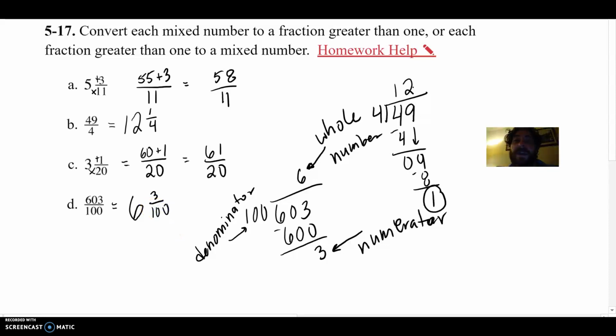So there you go. So try some of those problems out. It's definitely an important skill to have mastered.